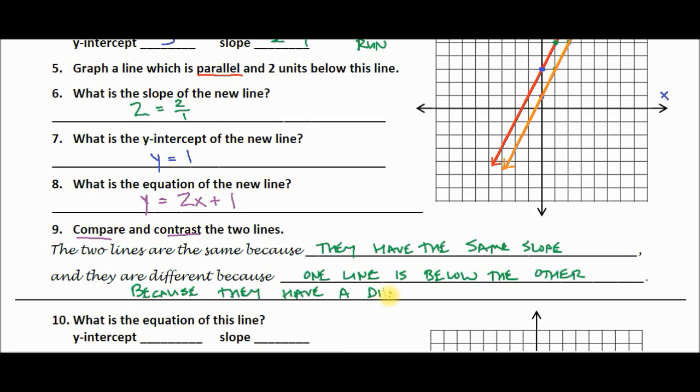So, as painful as this might feel, it doesn't take a lot of thinking just to describe the things that are the same and the things that are different. One line is below the other because they have a different y-intercept. So you guys continue to get good at writing out your answers in sentences. Okay, I'm going to stop this video and we're going to start a new video and do the questions that start with question number 10.